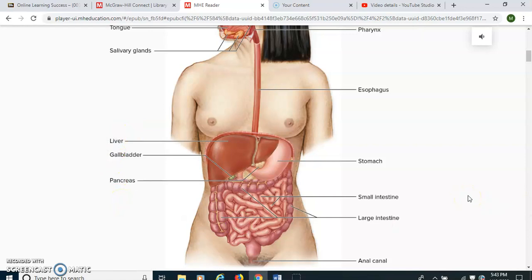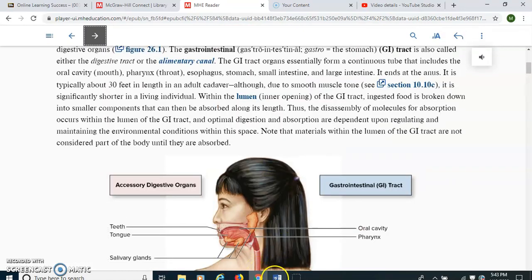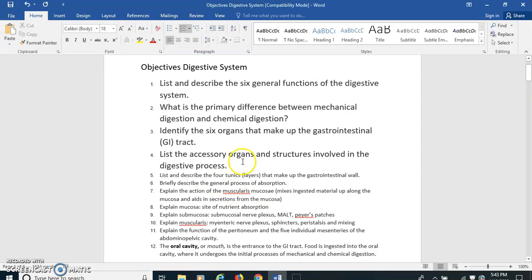So they may be part of other systems in the body. All right, so that is our intro for our digestive system. We will start up the next video. We'll start talking a little bit more in detail about the gastrointestinal wall and the structures that make that up.